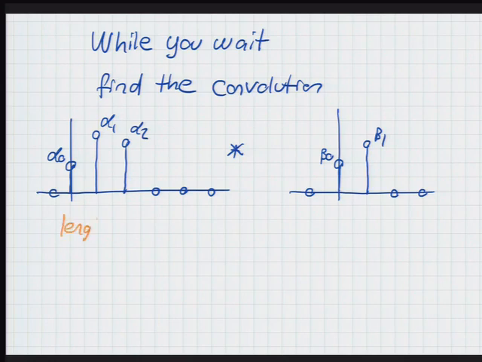Okay. So if the length of one is, say, L, in this case 3, and this is length P, in this case 2, what is the general formula for the length of the convolution? L plus P minus 1, right? For continuous time signals, you just add up the numbers because it's continuous. But in discrete time, there's this negative 1 you have to take care of.